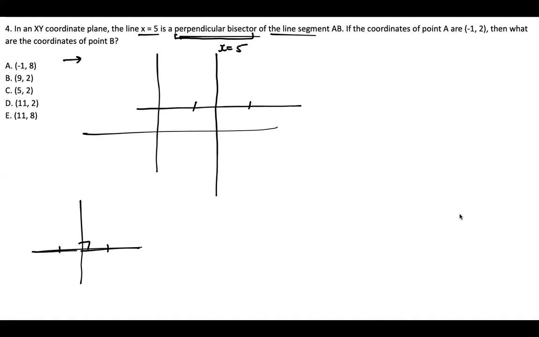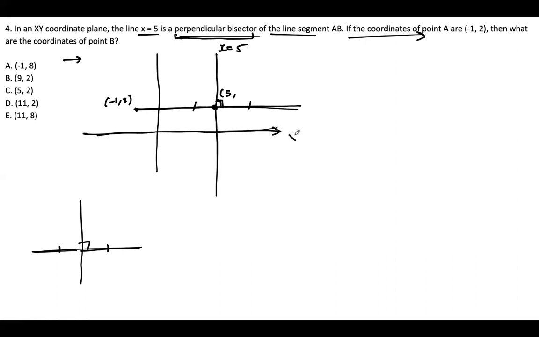Is it clear? Yes, sir. And this is perpendicular. Now if the coordinates of point A are -1, 2, what are the coordinates of point B? Do you know the x coordinate of this point? Yes, that's 5. Do you know the y coordinate of this point? That's 2, sir.